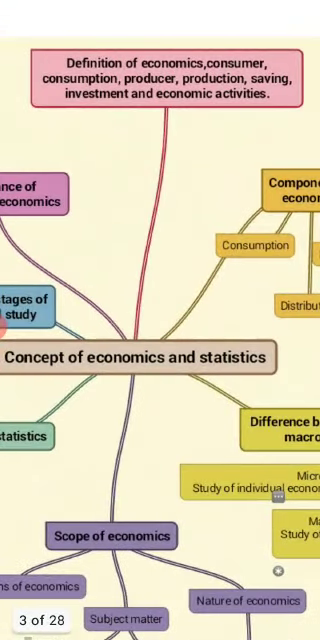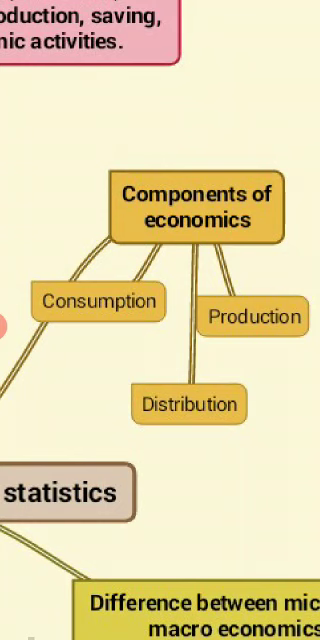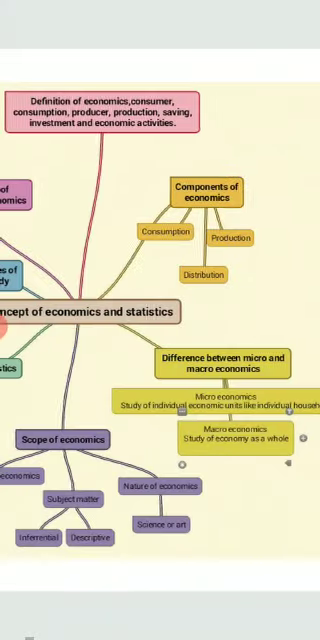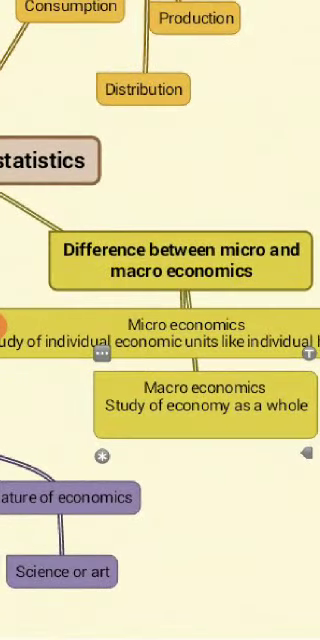First is definition of economics, consumer, consumption, producer, production, saving, investment and economic activities. Second topic is components of economics. There are three components: consumption, distribution and production. Now third main topic of the chapter is difference between micro and macroeconomics.